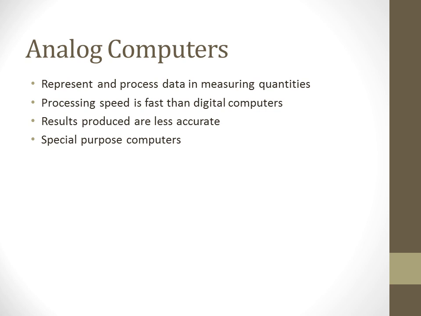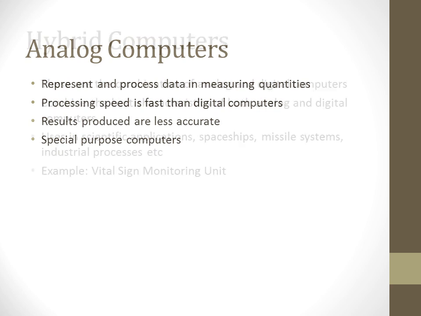The reason being they cannot represent data at a specific interval of time as a specific value, and these are special purpose computers. These are only used for some specified purposes. You can take the example of analog computers like temperature measuring devices, pressure measuring devices. Temperature and pressure do not have a specific value at a specific instant, so these are analog quantities.